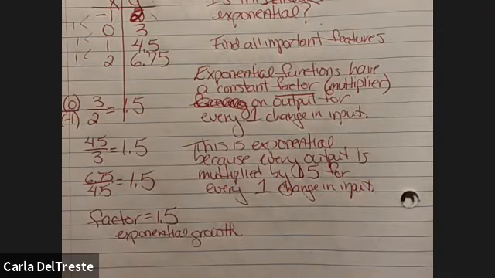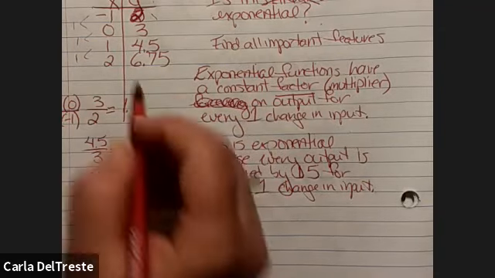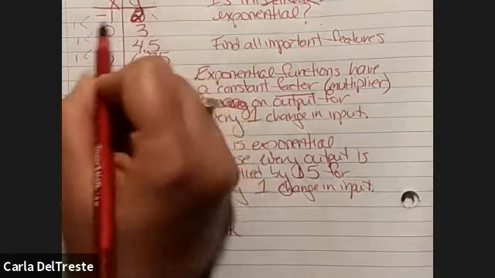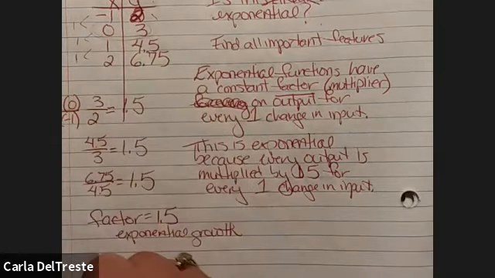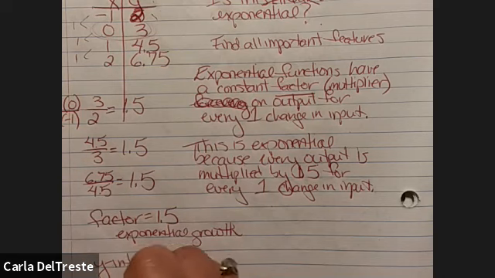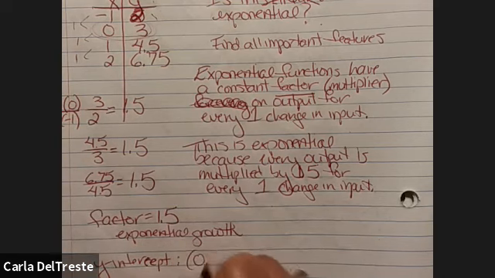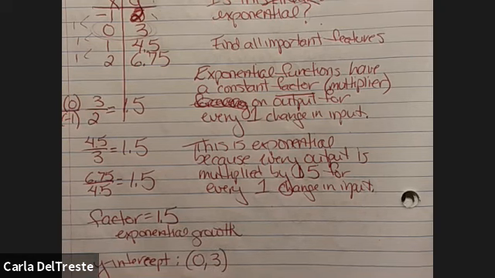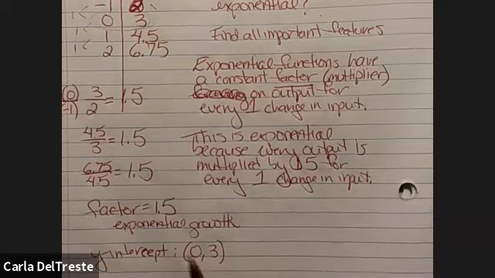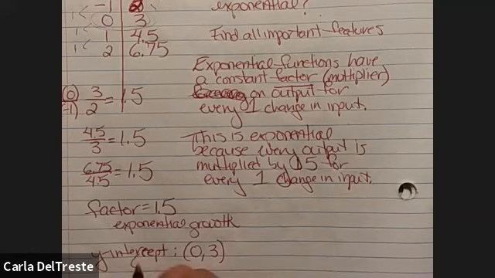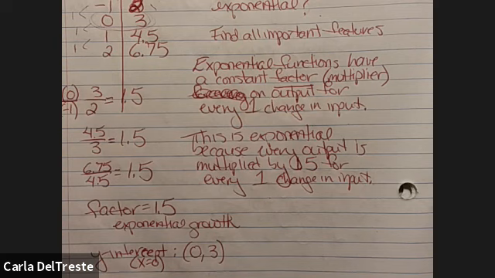Okay. I also can pick out an intercept. The y-intercept is going to be 0, 3. Remember, always write it as an ordered pair. And the reason I know that it's 0, 3 is because the y-intercept occurs when x equals 0. You have not moved in the x direction, okay, if you're on the y-axis. So I can pick out that information.